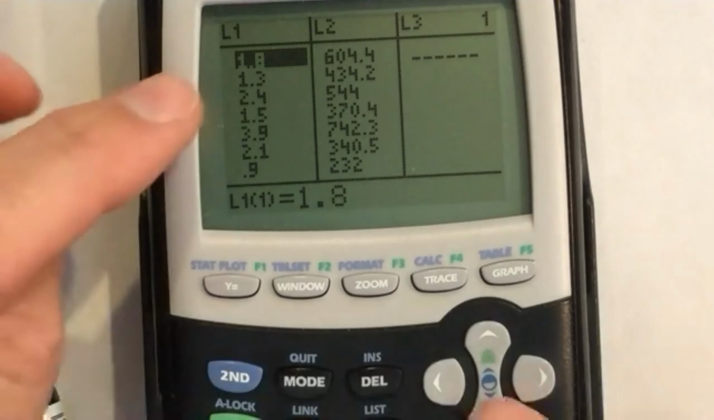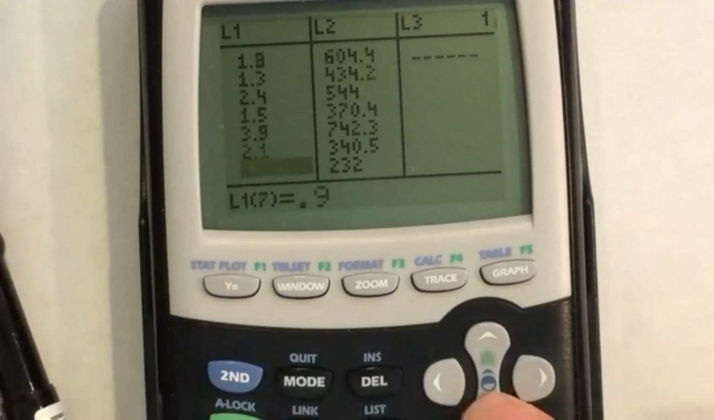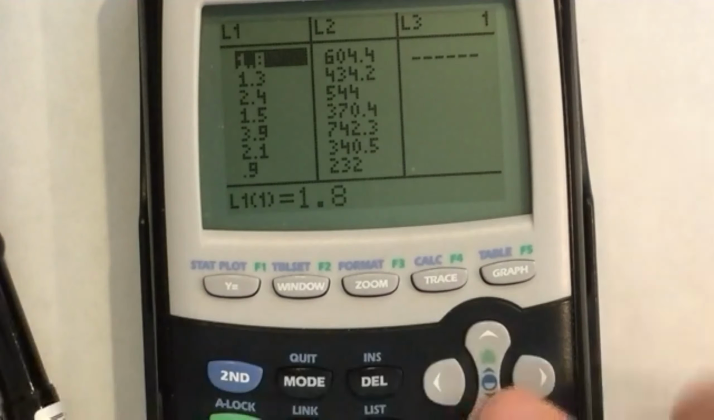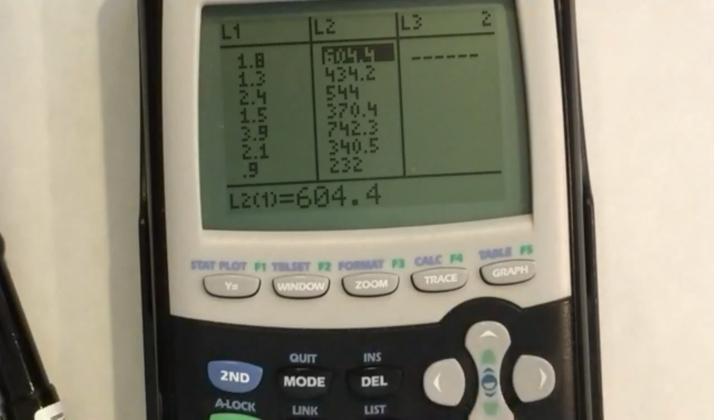All right, so my first step was simply to type in the data. So 1.8, 1.3, 2.2, 1.5, etc., right down this list until I got all my X's. And then I'm going to put my CO2 emissions here in list 2. Now, of course, you can use other lists. You don't have to use list 1 and list 2. You could use 3, 4, 5, 6. You can rename these lists if you want to. But for the most part, I just use the default. And I like to clear everything else out so that I'm not confusing one problem with the next.